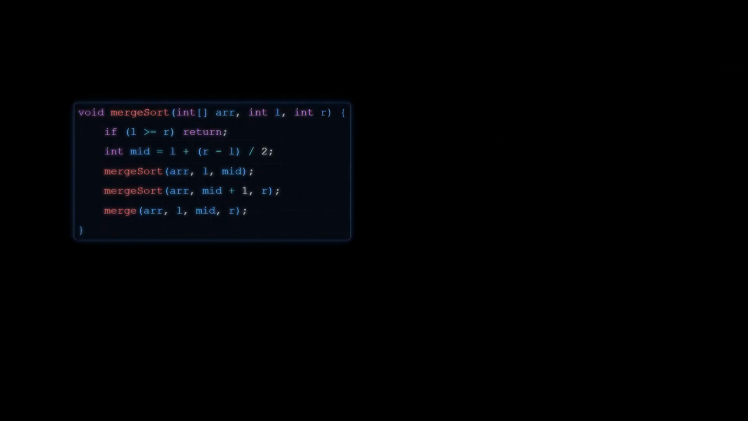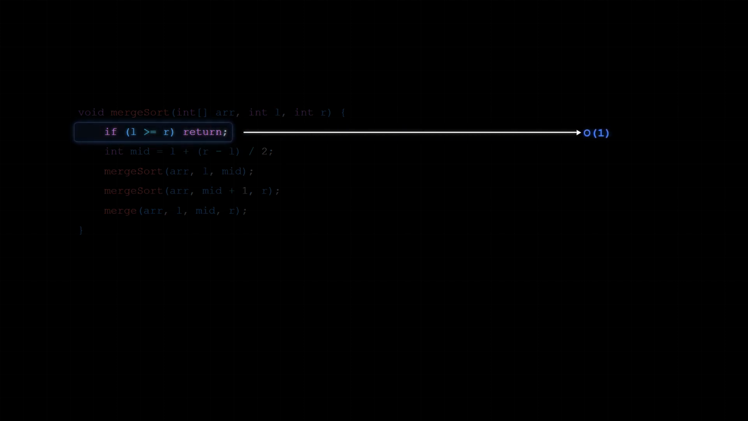Merge sort is the classic O(n log n) algorithm. Two things make it that way: how many times the array gets split, and how much work happens per level of splitting. The base case: if L is greater than or equal to R, we have one element or fewer, O(1).